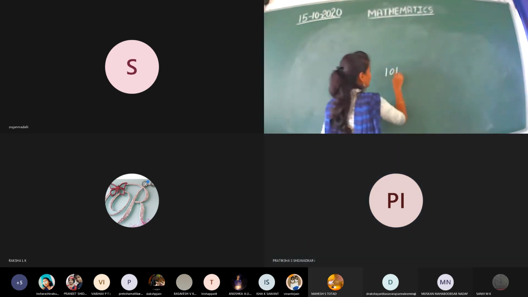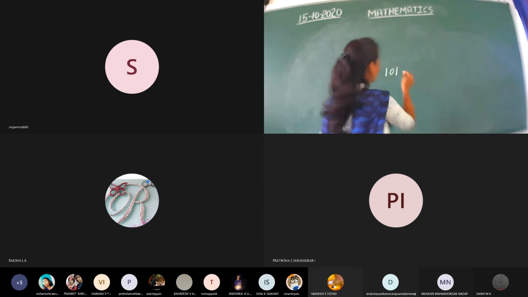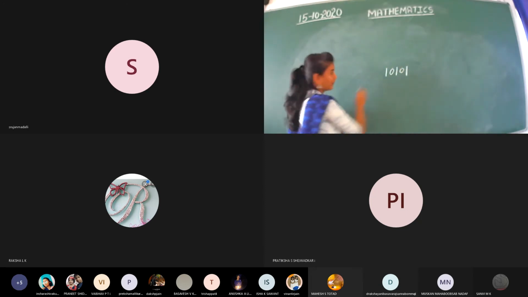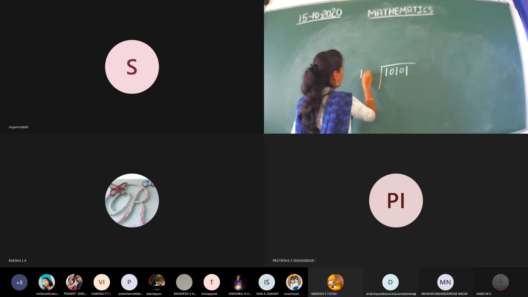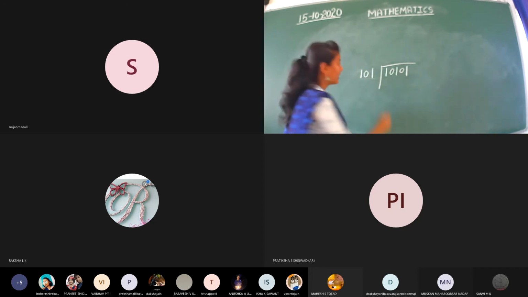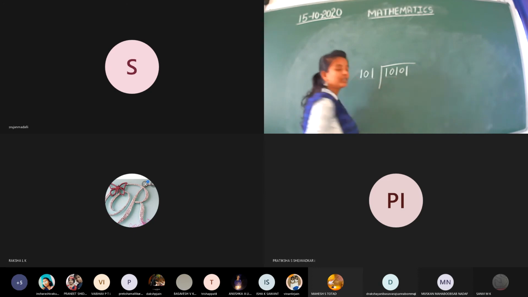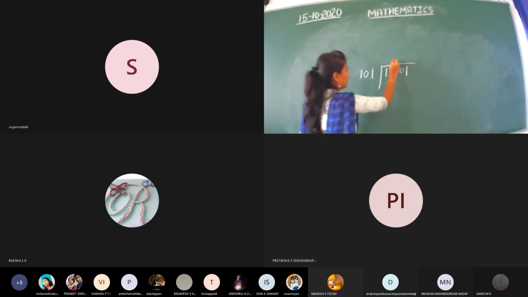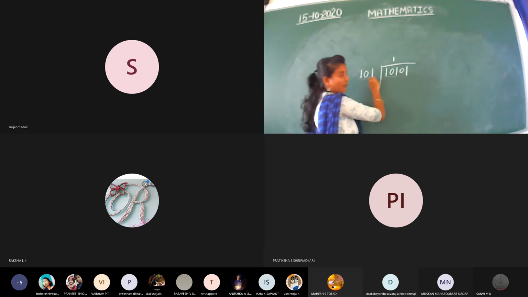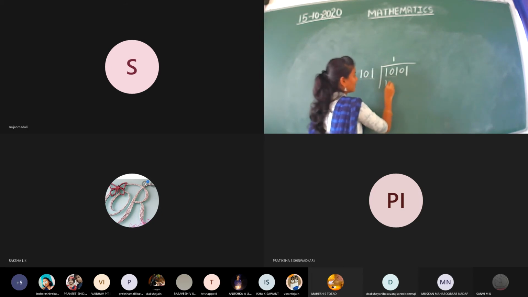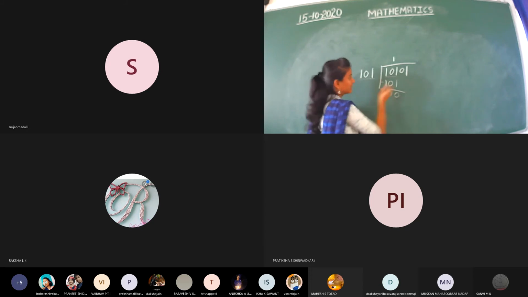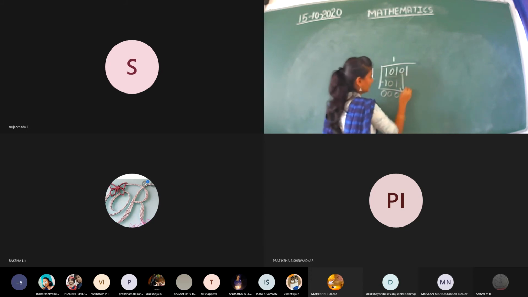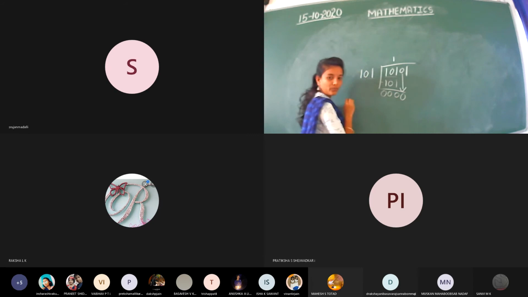See here, 1000 10 divided by 101. See here, in the divisor 3 digits are there. Then in the dividend also, you should choose 3 digits. See, 100 101 ones are 101. Do subtraction, 0 0 0. Then take down the next digit. The next digit also is 0. So we can't divide the number.